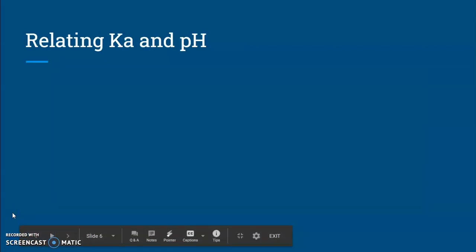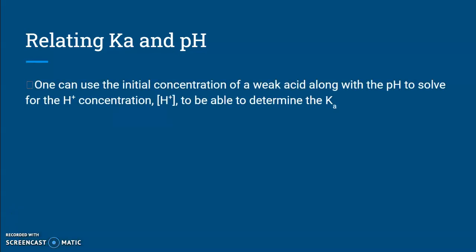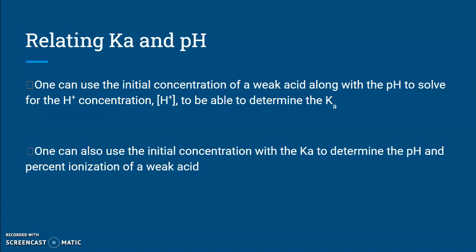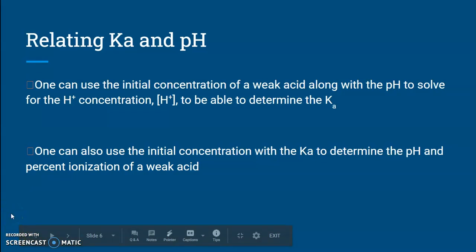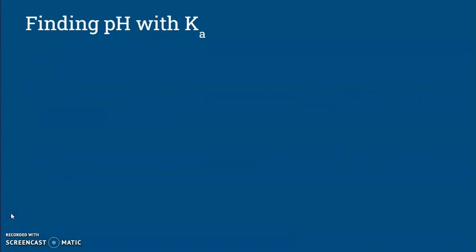I also can use this to relate Ka with pH. So I know that with the initial concentration of the weak acid along with the pH, I can solve for an H plus concentration, or conversely, I can use the concentration with the Ka and determine a pH and the amount of looking at the percent of ionization of that particular weak acid. So let's take a look at how we can solve for a pH when given a Ka.